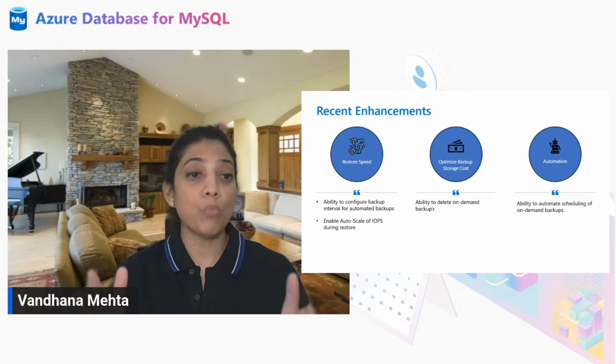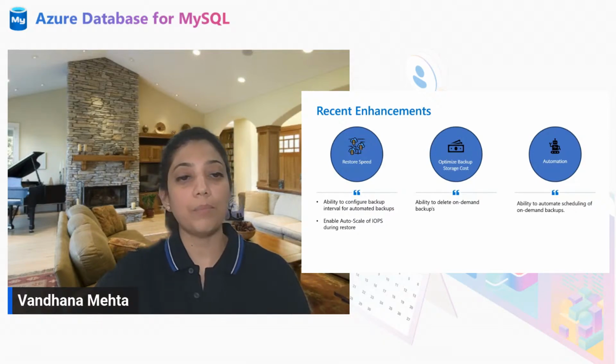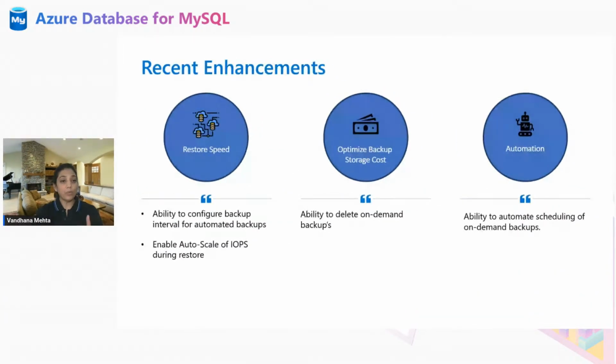We'll of course cover this more in a demo, but I'll go through the next enhancement that we have taken up recently. The second one is enabling autoscale of IOPS during restore. Here's another small but really powerful feature. It's also tagged as Fast Restore. If you look in the Azure portal, it's called Fast Restore.